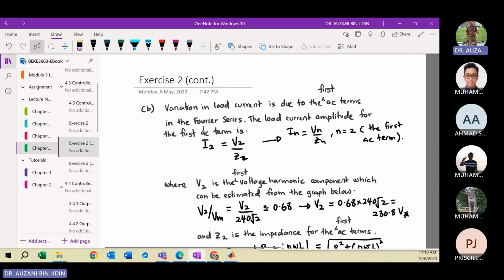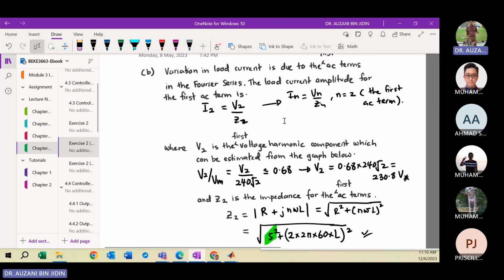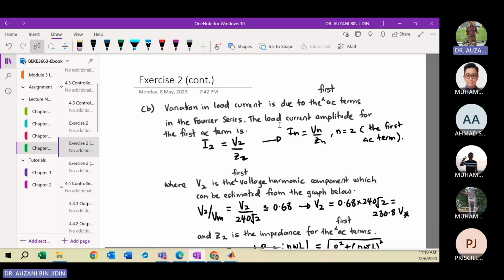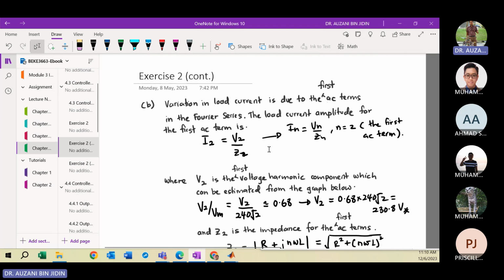Okay, then next, part B, you need to design the inductor in order to limit the current ripple. To simplify the analysis, we apply the assumption that the variation of load current is mainly influenced by the first AC term. The first AC term for this case, the single phase control rectifier, is I2.